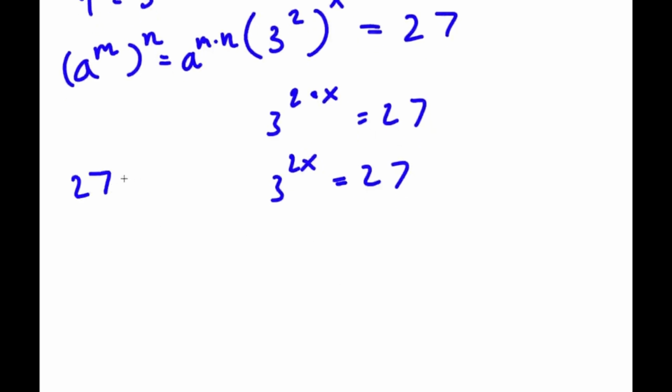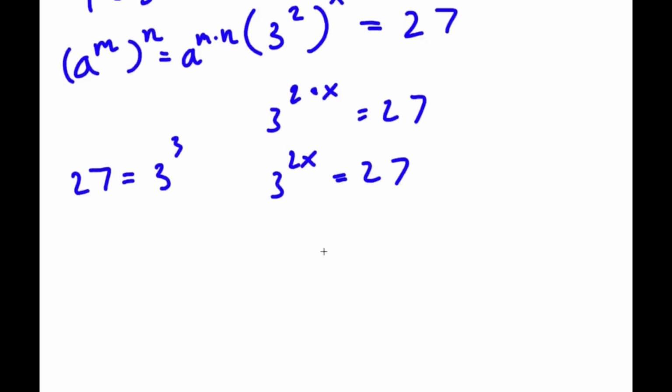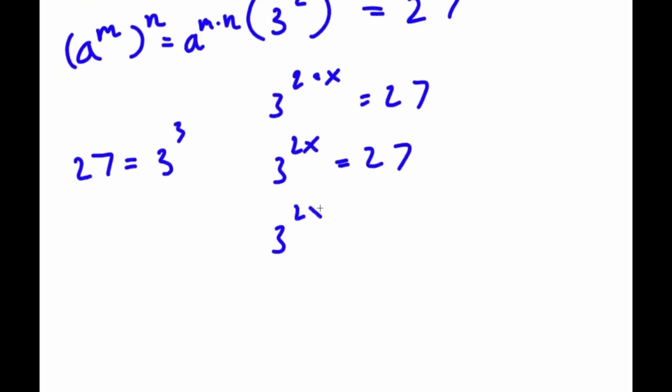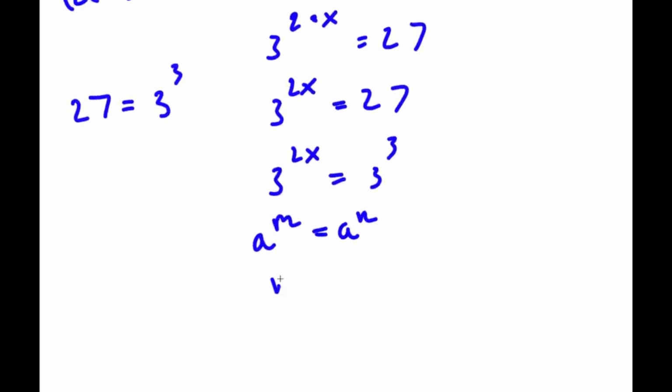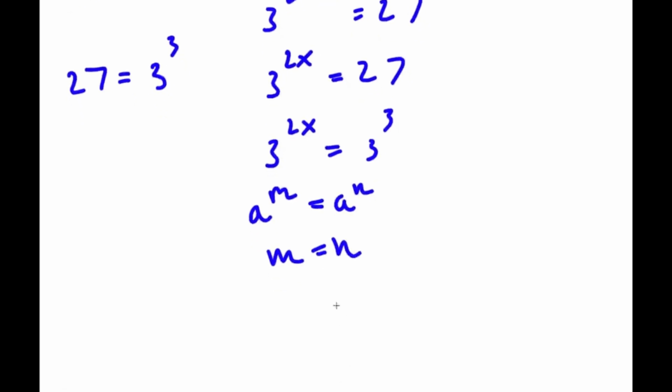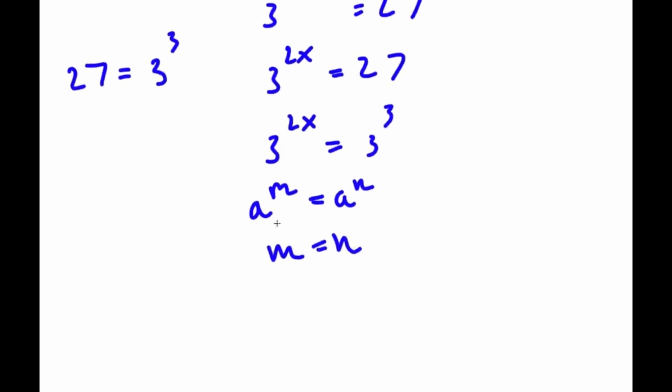Now 27 is the same thing as 3 to the power of 3. So I have 3 to the power of 2x is equal to 3 to the power of 3. And if I have something in the form a to the power of m is equal to a to the power of n, then this means that m is simply equal to n, because if both the bases are the same, that means both the exponents are the same as well.